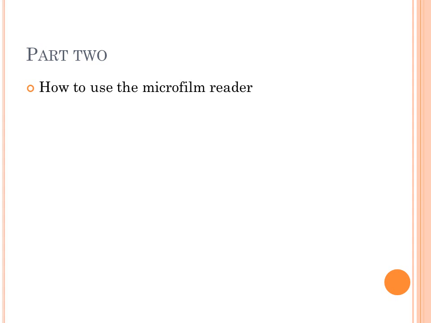Part 2. How to use the microfilm reader. Please remember to turn on the microfilm reader and restart the computer at the beginning of your session. The power button for the microfilm reader is on the lower left side. If you do not restart the computer after turning on the microfilm reader, the computer will restart when you first try and save a PDF.